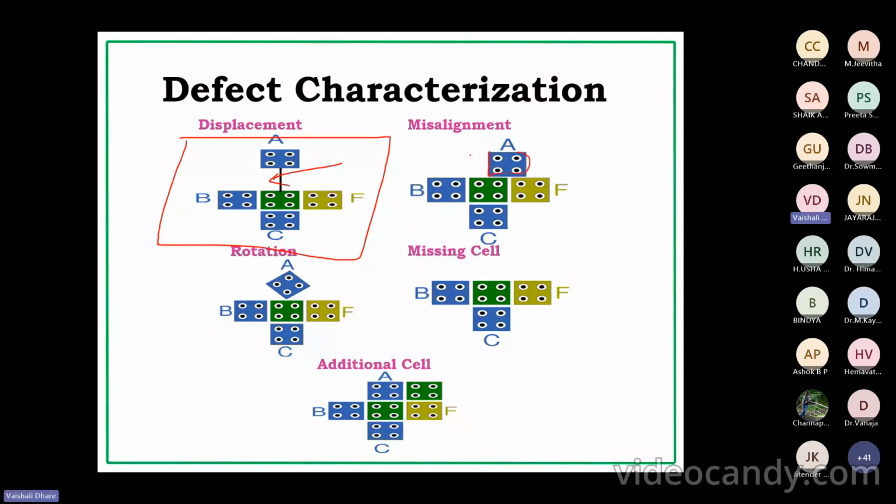Similarly, there may be a possibility of misalignment, where the cell misaligns. The original position was this, and this is misaligned, right? In a similar way, any of the cells may rotate. During the placement of cell A, suppose the cell is placed like this. Then that angle of rotation can be calculated, and the effect on the output because of this cell rotation can be analyzed. In this rotation defect, the cell is no longer available. You haven't placed the cell during the deposition phase, so a missing cell is possible.